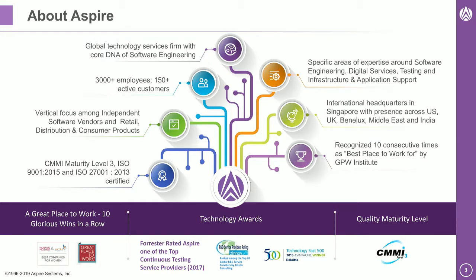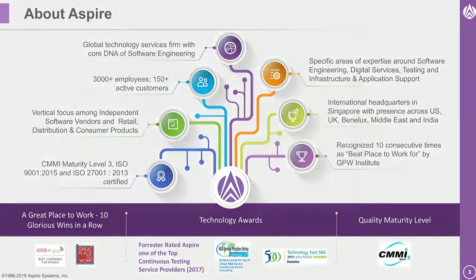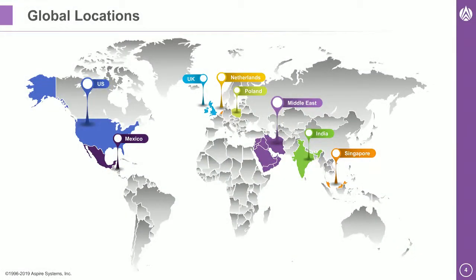You can see some of our accolades below, from Technology Fast 500 to Forrester ranking Aspire as one of the top continuous testing service providers. This is a small brief about Aspire Systems, and you can see the global locations in the next slide. We have our US headquarters in Chicago, and we have offices in San Francisco, Dallas, and New Jersey.